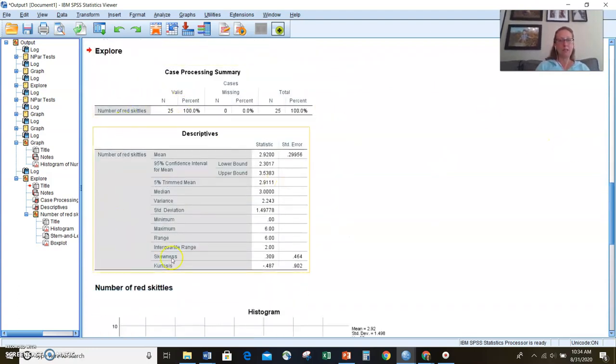But in the descriptives, not only does it give us estimates for our measures of central tendency and variability, like our mean, our median, standard deviation, range, interquartile range, but it also gives us indicators of skewness and kurtosis. Skewness is about how much it's leaning to one side or the other, especially if it's being pulled by an outlier or extreme score.